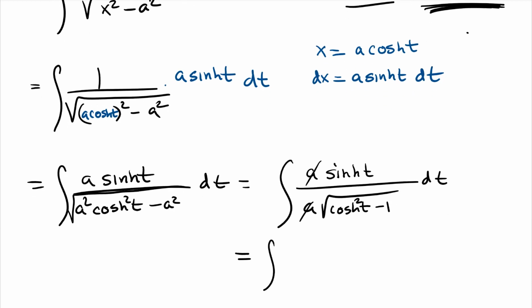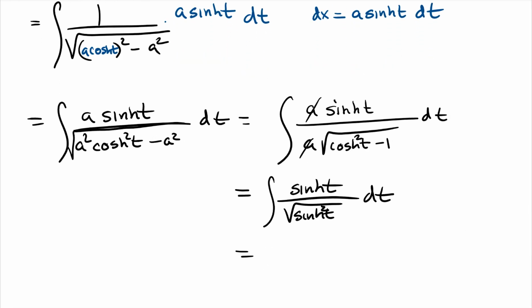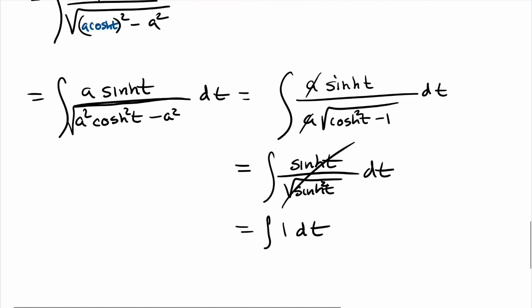The a's cancel out. You have the square root of sinh of t squared. They just cancel. Oh my goodness. So the answer is just t plus c.